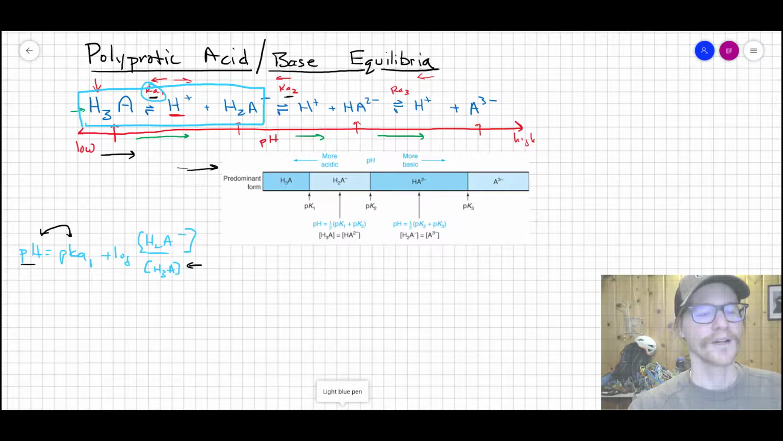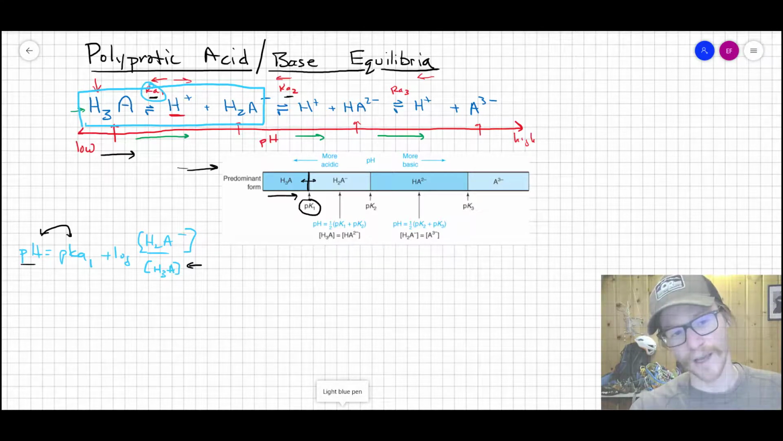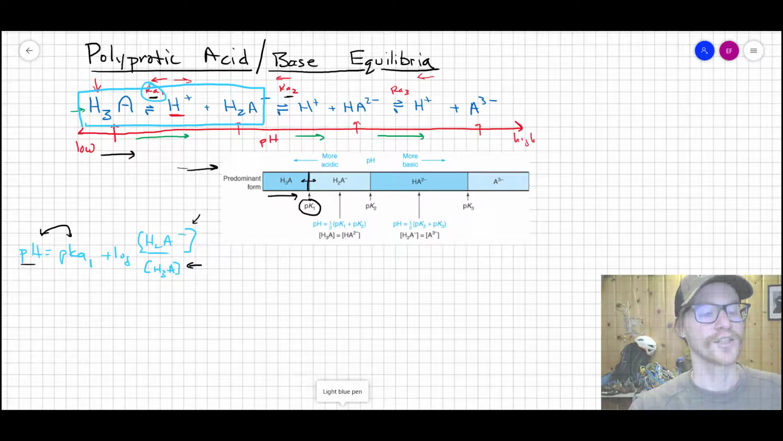So we have H3A, and then as we move to higher and higher pH, at some point we hit pKa1, and that's when we have equal amounts of H3A and H2A. That's denoted by this vertical line because that's where we transition over, right? We go from H3A to H2A. So we keep increasing the pH. Now what happens is the H2A concentration goes up, the H3A concentration goes down, and our pH rises.